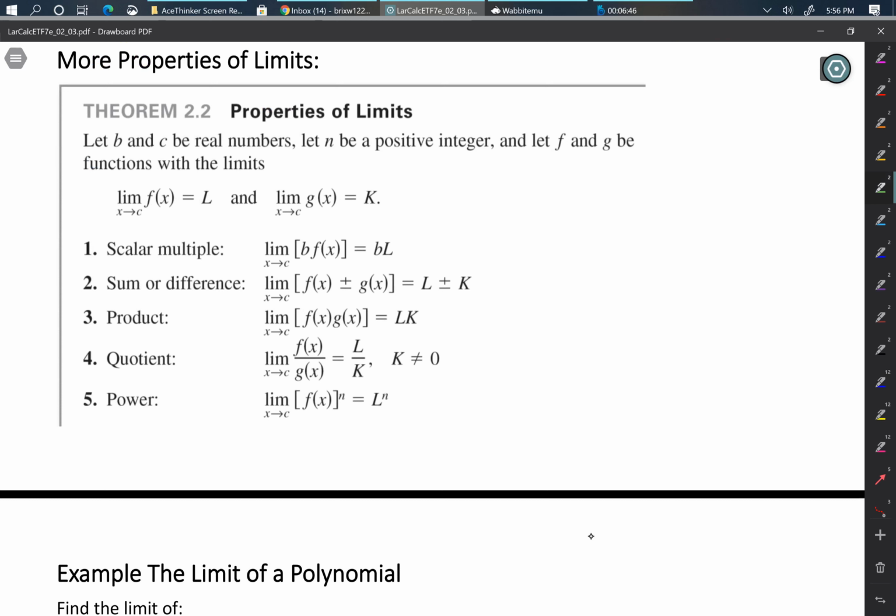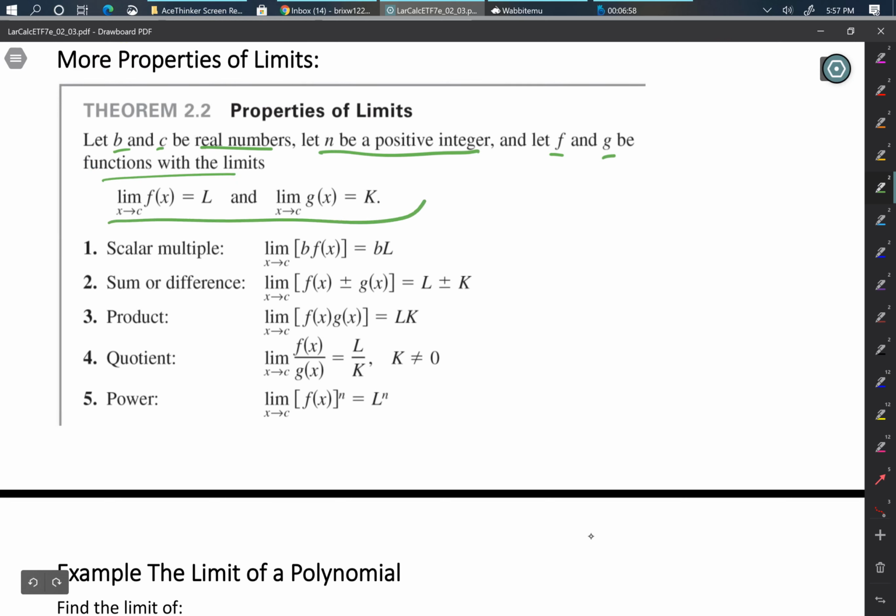So let b and c be real numbers. So b is just a number, c is just a number, any real number. n is a positive integer. So n's a positive integer, b and c are real numbers, we're good there. And let f and g be two functions where these two statements are true. That is, the limit of f of x is some number L as x approaches c, and the limit of g of x is equal to k as x approaches c.